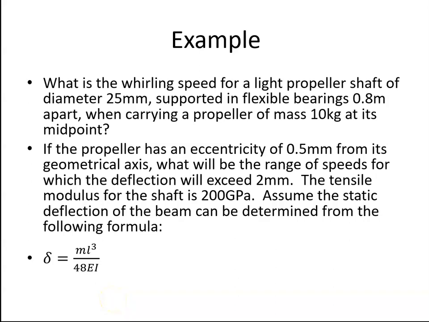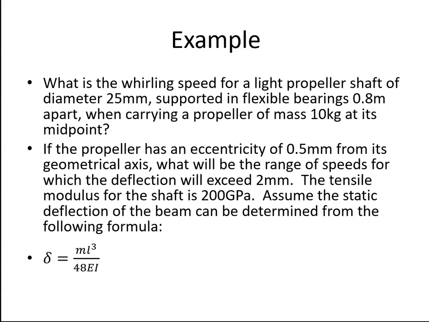So we're asked, what is the whirling speed for a light propeller shaft of diameter 25 millimeters, supported in flexible bearings 0.8 meters apart, when carrying a propeller of mass 10 kilograms at its midpoint? If the propeller has an eccentricity of 0.5 millimeters from its geometrical axis, what will be the range of speeds for which the deflection will exceed 2 millimeters? The tensile modulus for the shaft is 200 gigapascals.